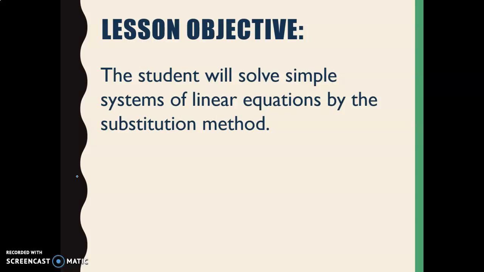Our objective for today is that you, the student, will solve simple systems of linear equations by the substitution method. All right, let's talk about this vocabulary. Remember that a system of equations just means you have more than one equation. In all of our cases, we'll be solving 2. Linear equations means that you've got a y and you've got an x. And you might have some other numbers in there, but you've got a y to the first power and you've got an x to the first power, plus whatever numbers. That's a linear equation. So we're going to solve 2 or more equations that have a y and an x, and we're going to do that with a substitution method.